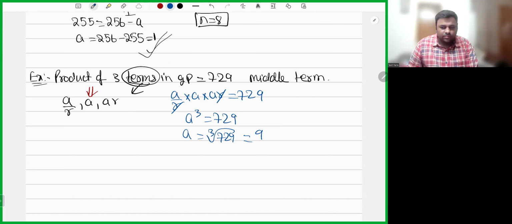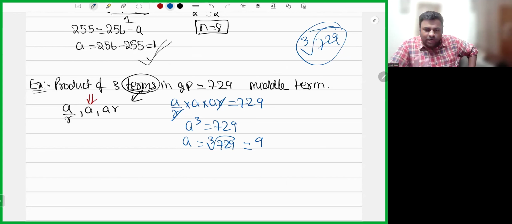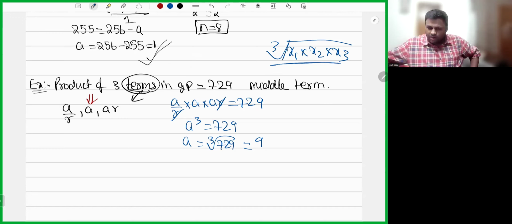So 9. Or else you remember, if you take the geometric mean, you will get the middle term. You can even do the geometric mean instead of doing all this. Cube root of 729. What is the geometric mean of 3 terms? Cube root of the product of terms, cube root of x1 into x2 into x3. This is how you will calculate the geometric mean. Even the same thing we can do. There is no issue. Or you can use the formula given in the video.